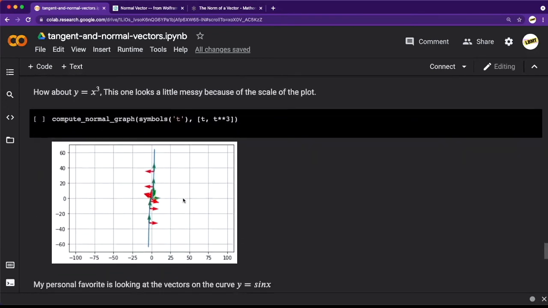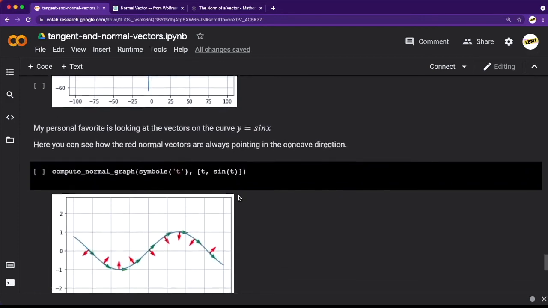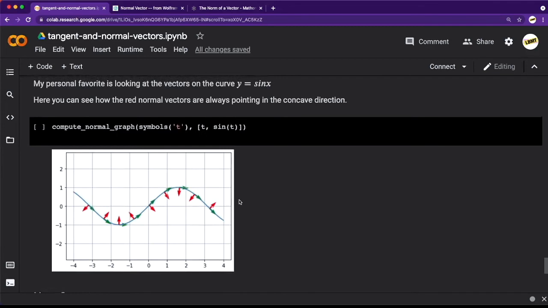Then this one's a little harder to see. This is y equals x cubed, which has that curve that comes up from infinity, goes to the center of our axes, crosses over 0, and goes up to infinity on the other side. And it's a little hard to see there, but the vectors are doing exactly what we would expect them to do in that context. And then continuing on, this is my personal favorite, the curve for y equals sine x.